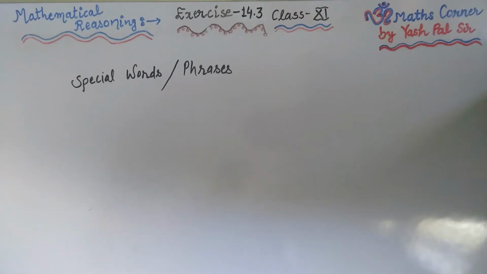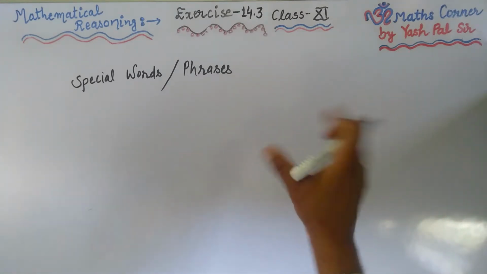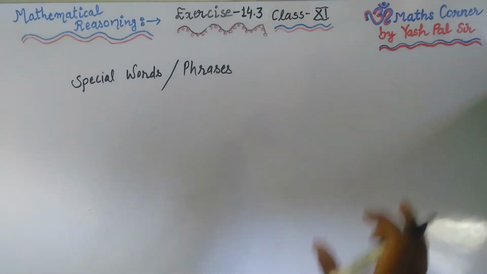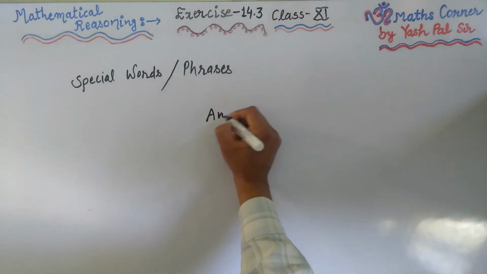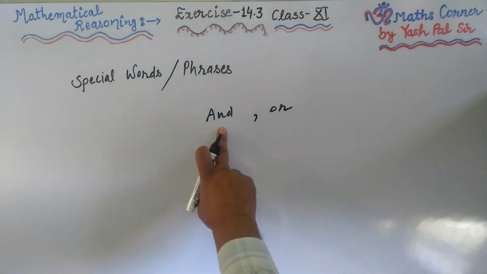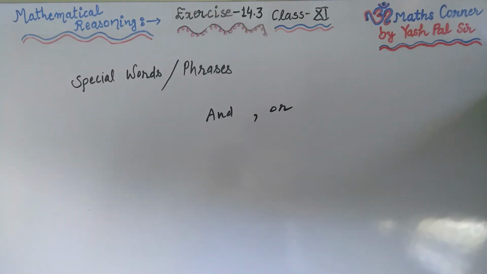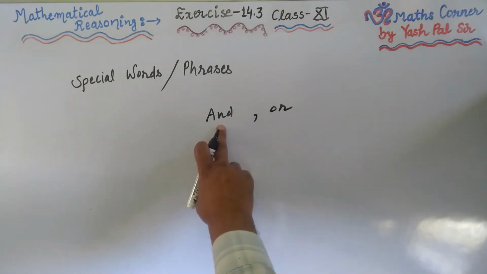For example, in the previous exercise 14.2, we learnt about the compound statement. A compound statement means the combination of two or more statements. The connecting words we used there were "and" and "or". These two connecting words we used to connect two or more statements to make a compound statement. In this exercise we shall learn more about these connecting words.